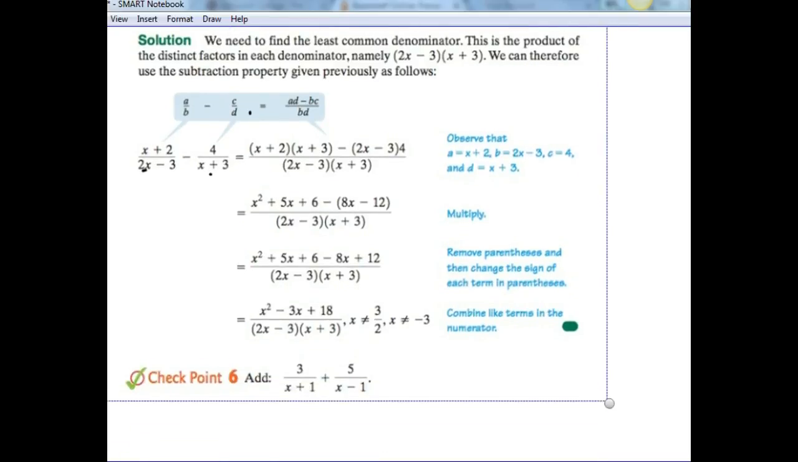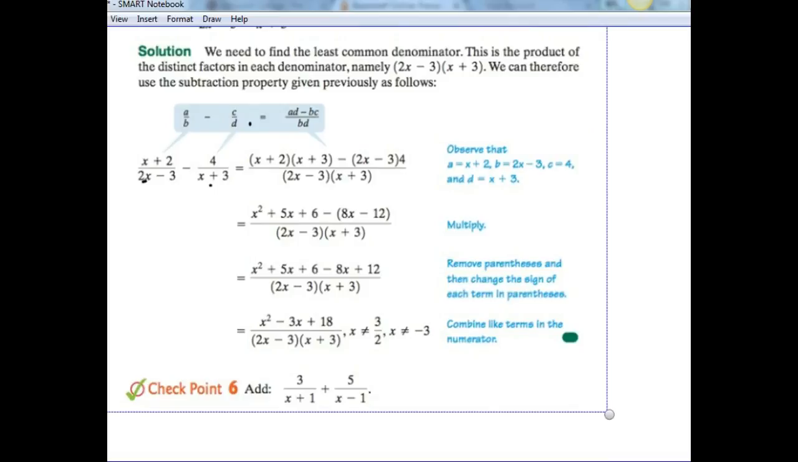Now, when you do that, your answer still looks fairly complicated, but at least I was able to add those together because I had a common denominator. So your final answer does end up being x squared minus 3x plus 18, all over 2x minus 3 and x plus 3.